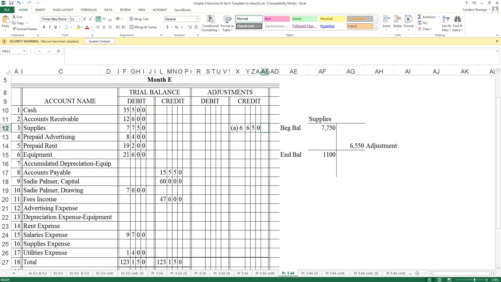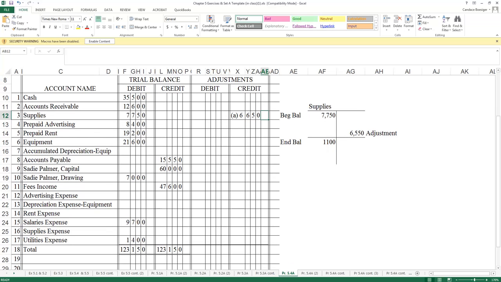That's to keep track of all the adjustments. And on all of our adjustments, our debit goes to an expense account. So supplies expense. And again, I'm going to put this A here so I can keep track of my adjustments. When we're making adjustments, always a debit to an expense account.